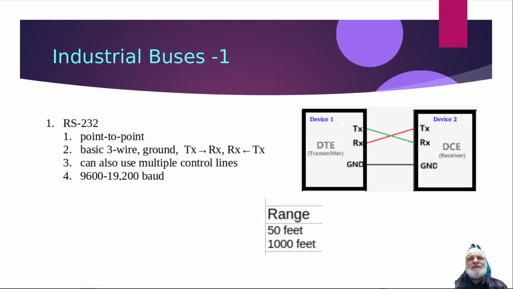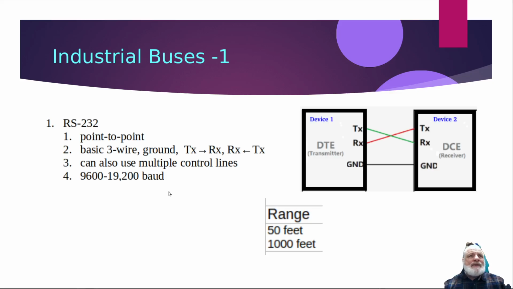RS-232 is a point-to-point type of connection where you have two devices and they transmit and receive. You can basically do this with a 3-wire cable. You have a ground wire, or a common, and then you have a transmit. So the transmit from device 1 needs to go to the receive of device 2, and vice versa. And usually they have a special cable for this. It's like the crossover cable we talked about for Ethernet, but this is for RS-232 communications.